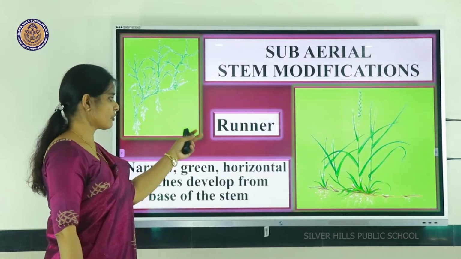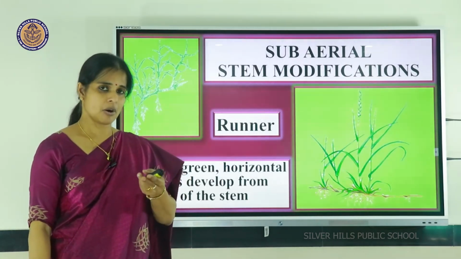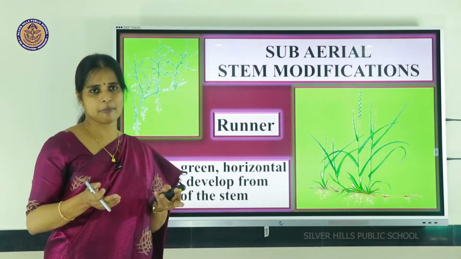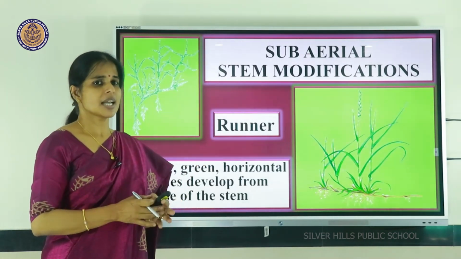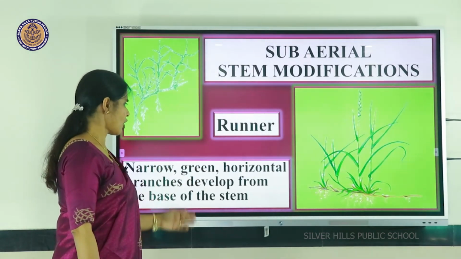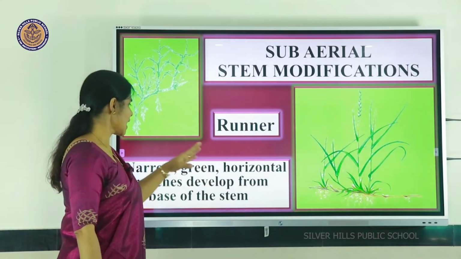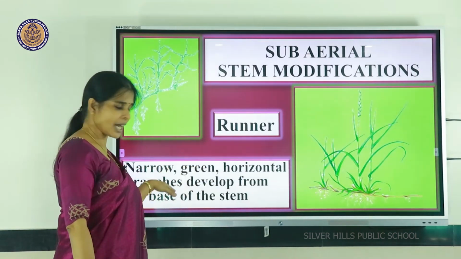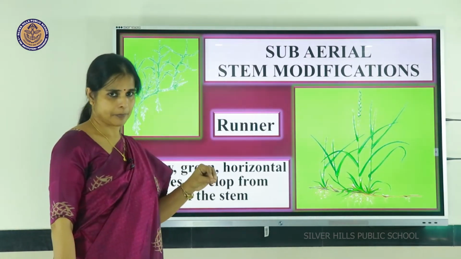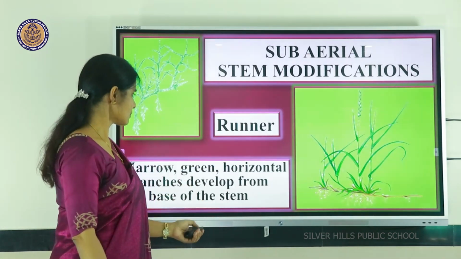Generally, any stem grows above the ground vertically, and all lateral parts develop from that. But here is a slight modification: some narrow slender branches or narrow slender part of the stem grow horizontally and run throughout the area, developing from the base of the stem. Such a stem modification we call a runner.